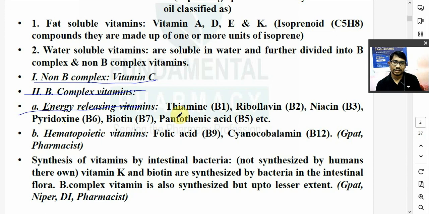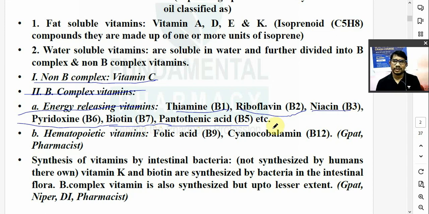So examples: thiamine is known as vitamin B1. Riboflavin is known as vitamin B2. Niacin or nicotinic acid is known as vitamin B3. Pyridoxine is known as vitamin B6. Biotin is known as B7. Pantothenic acid is known as vitamin B5. And there is vitamin B9, known as folic acid, and vitamin B12, known as cyanocobalamin. Lipoic acid is also there, but that is not exactly a vitamin. उसका रोल अलग है.